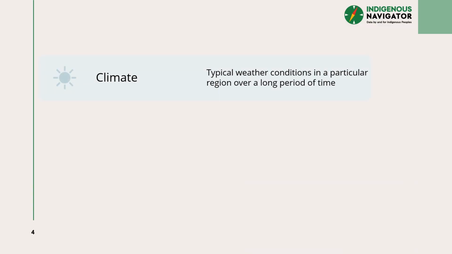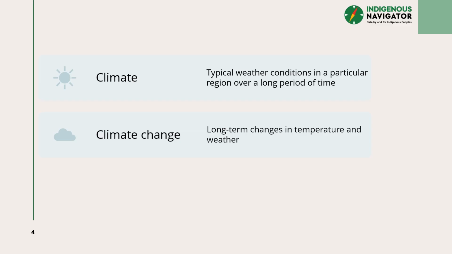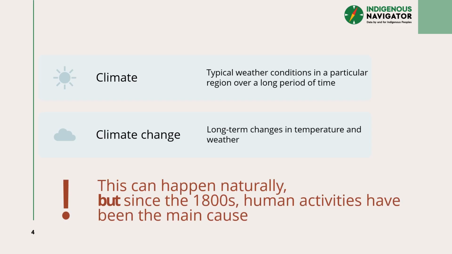The term climate refers to the typical weather conditions in a particular region over a long period of time. Climate change therefore refers to long-term changes in temperature and weather. This can happen naturally, but since the 1800s, human activities have been the main cause.